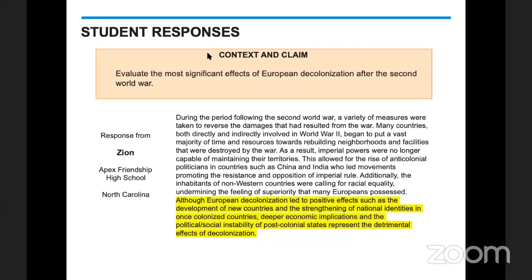So all of that is really nice context in the introduction to bring us to the following claim. It's really clear to me what you've done here, Zion. I'm looking at the claim and I have a very good idea of what your body paragraphs are going to be, and your context is really well done. So that's a great example to start with today.